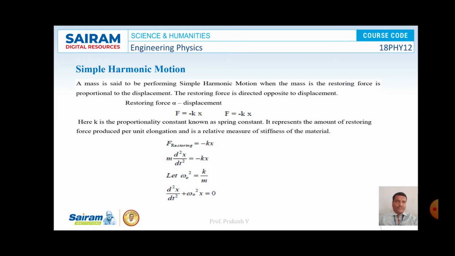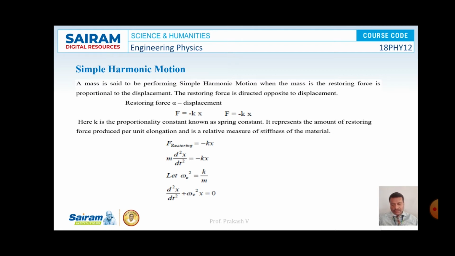When we look at the examples of simple harmonic motion: an excited tuning fork, swings with which the children play, a plucked string in a guitar, a pendulum set for oscillation. So these were all some of the examples. Now let us look at the differential equation of simple harmonic motion.